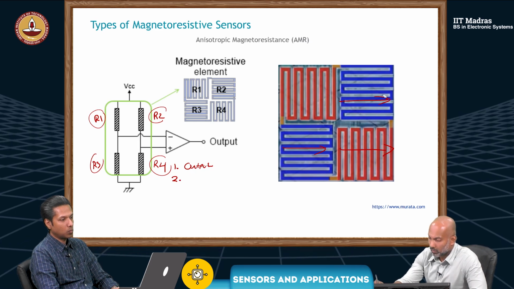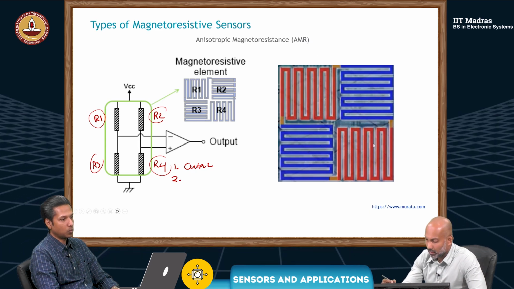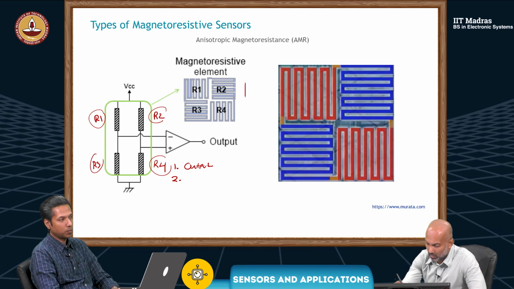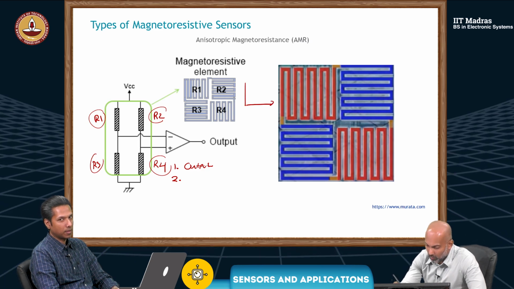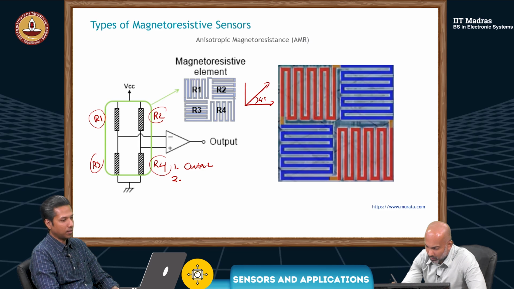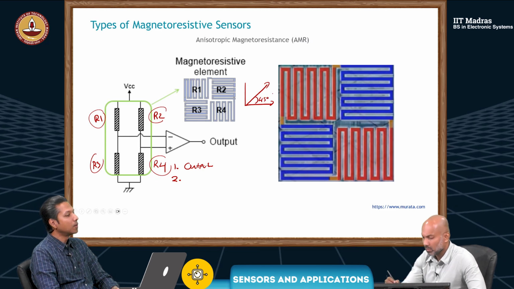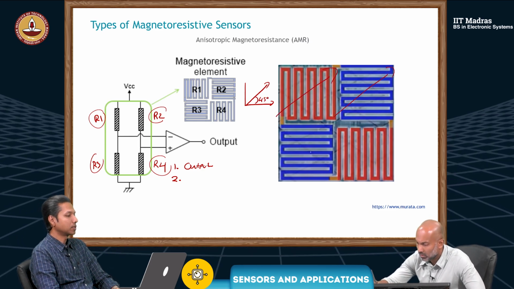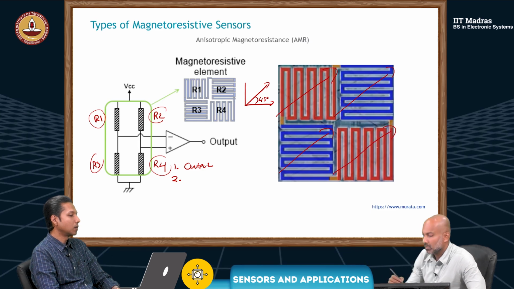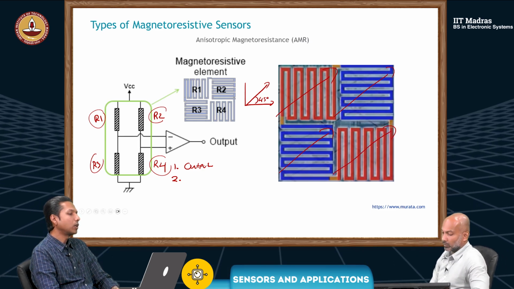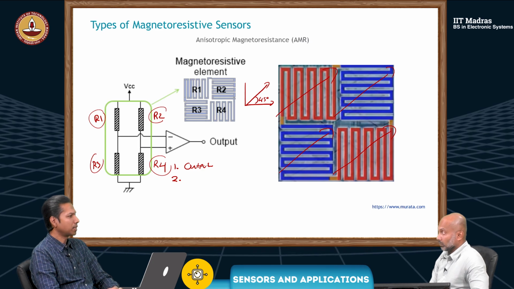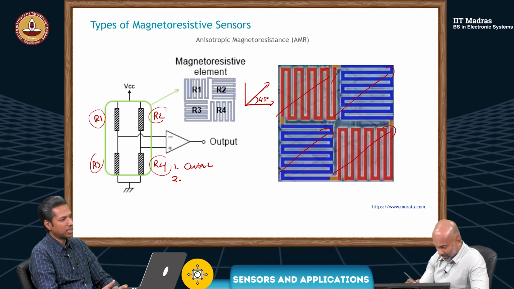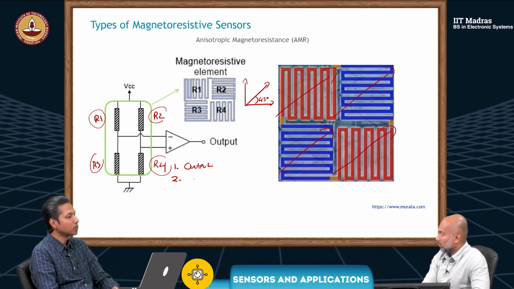Now, let's say I change this. This was the original. Now I change it to 45 degrees. Then what's going to happen? Then all will have the same sensitivity, same change in resistance. What would the output be? 0.